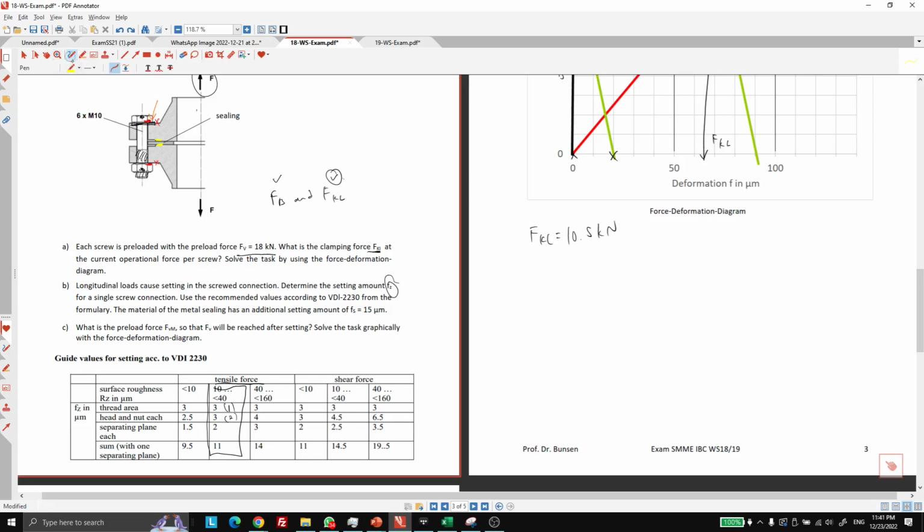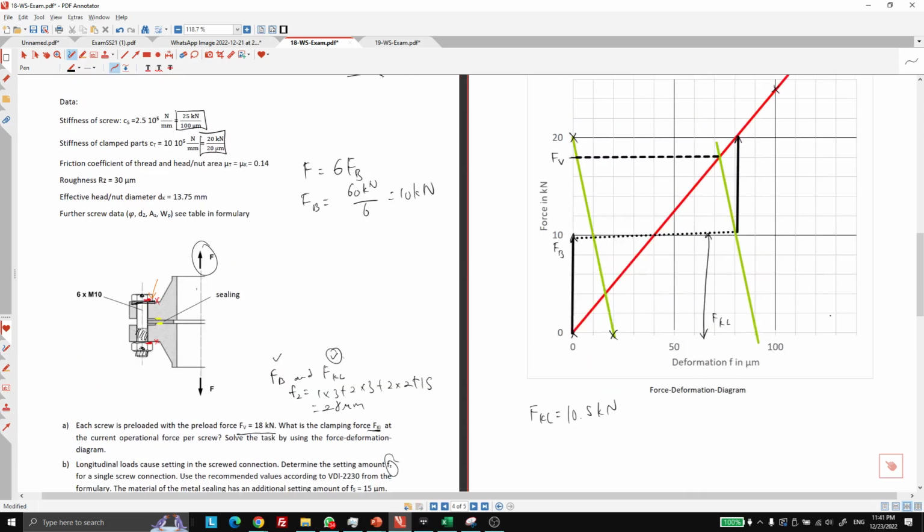And we have two over here, let's say, and we say FZ equals 1 times 3 plus 2 times 3 plus 2 times 2, and we add another 15 as requested in the question, and we have 28 micrometers. And this 28 means that I have to move my graph to the right by 28.